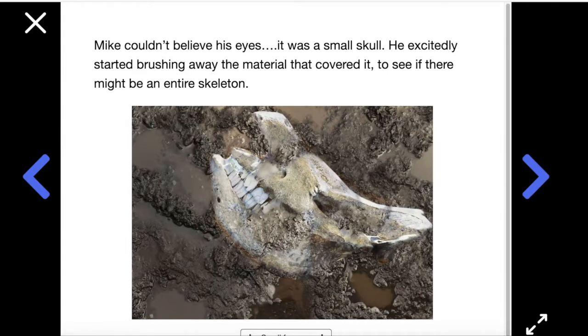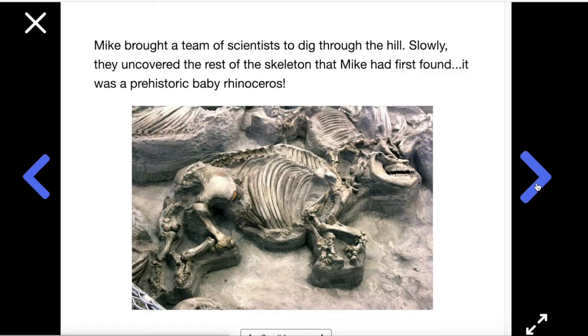Mike couldn't believe his eyes. It was a small skull. He excitedly started brushing away the material that covered it to see if there might be an entire skeleton. Mike brought a team of scientists to dig through the hill. Slowly, they uncovered the rest of the skeleton that Mike first found. It was a prehistoric baby rhinoceros.